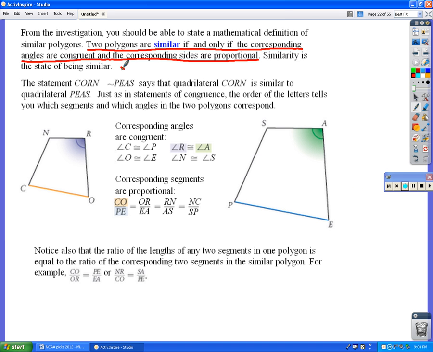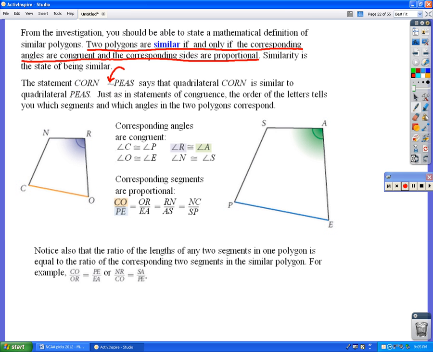And the little symbol that they use for similarity is that little squiggly guy right there. So that says CORN is similar to PEAS. That means that angle C is the same as angle P. So this angle right here is the same as that one right there. Angle O is the same as angle E. Angle R is the same as angle A. And angle N is the same as angle S. So the order of the letters tells you which segments and angles correspond. So I could also do the same thing looking at the segments instead.